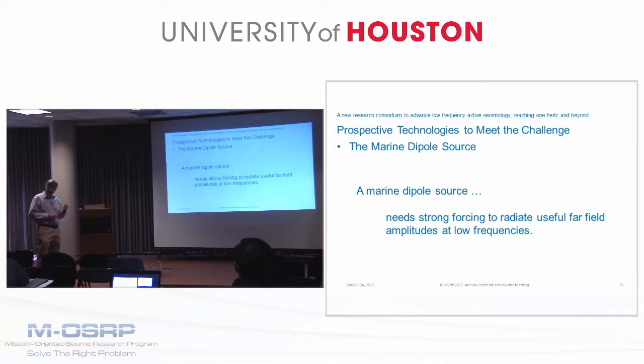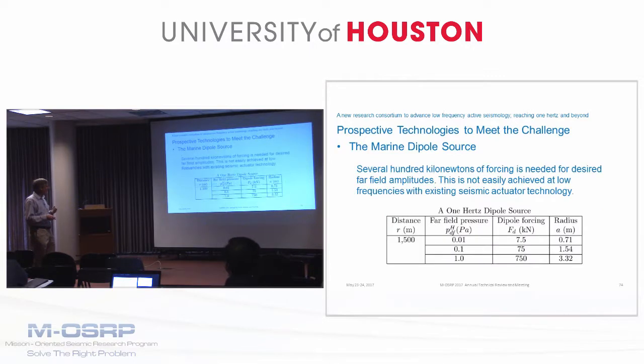But the one piece of challenging news out of that was that the dipole source is going to need strong forcing in order to radiate useful far field amplitudes at the low frequencies. In fact, it looks like we're going to need several hundred kilonewtons of forcing at these frequencies. And this is something that's not easily achieved with the existing seismic actuator technologies that are out there. So here's a chart, actually out of one of the equations in the publication, which shows the amount of forcing that's needed to generate a far field pressure of this magnitude at 1 hertz, a distance 1,500 meters away.